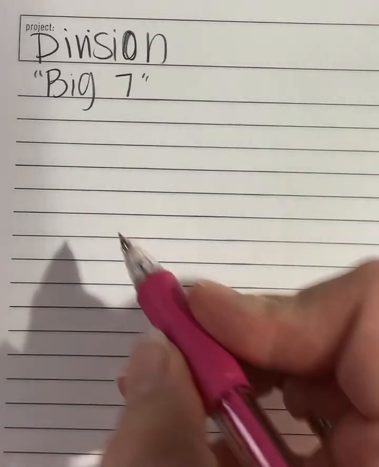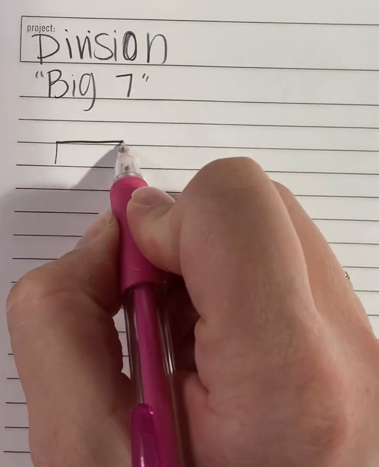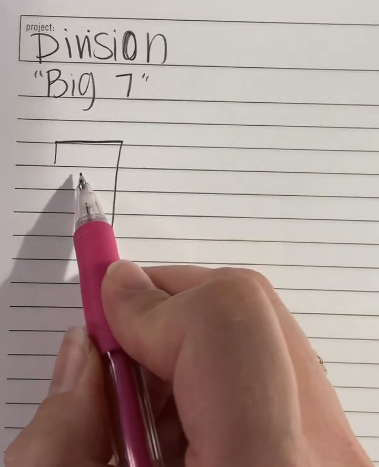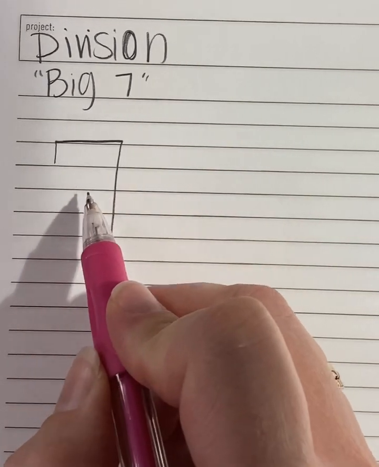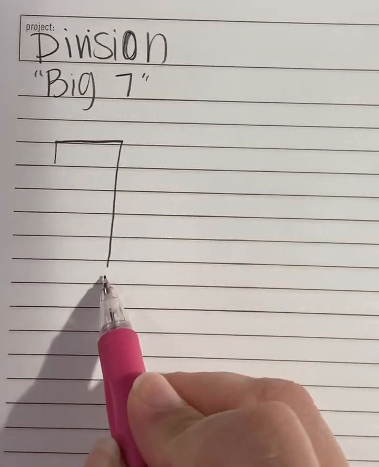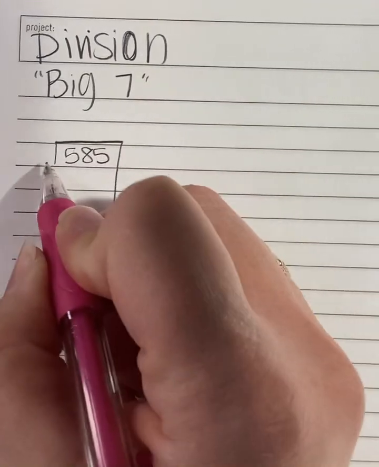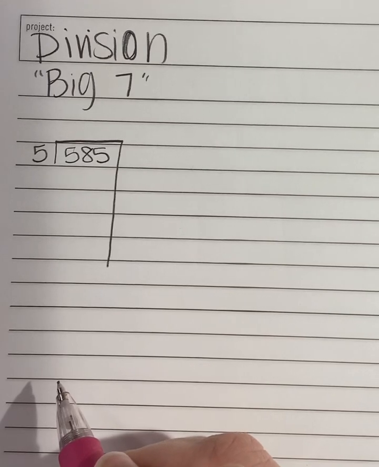But here's why we call it the Big Seven. We draw this gigantic 7 for our problem. We put our dividend inside just like we would do if we were doing a simple division problem. We're just going to extend it out to a Big Seven. So let's do 585 divided by 5, okay?